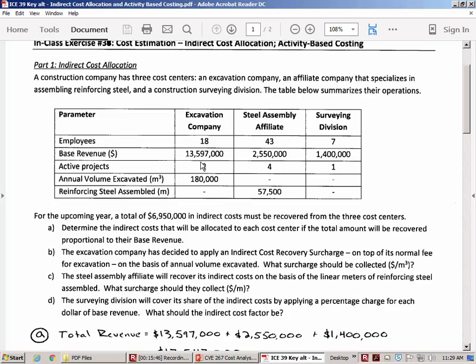It would be possible, but I guess the argument to be made for the excavation company is that maybe they're giving some customers a discount, and rather than be on the basis of revenue, they want it to be on the basis of excavation, so that every customer is sharing an equal amount of indirect cost based on excavation. That would just be a policy decision, but from a technical computational standpoint, you could have calculated an F value for both excavation and steel.